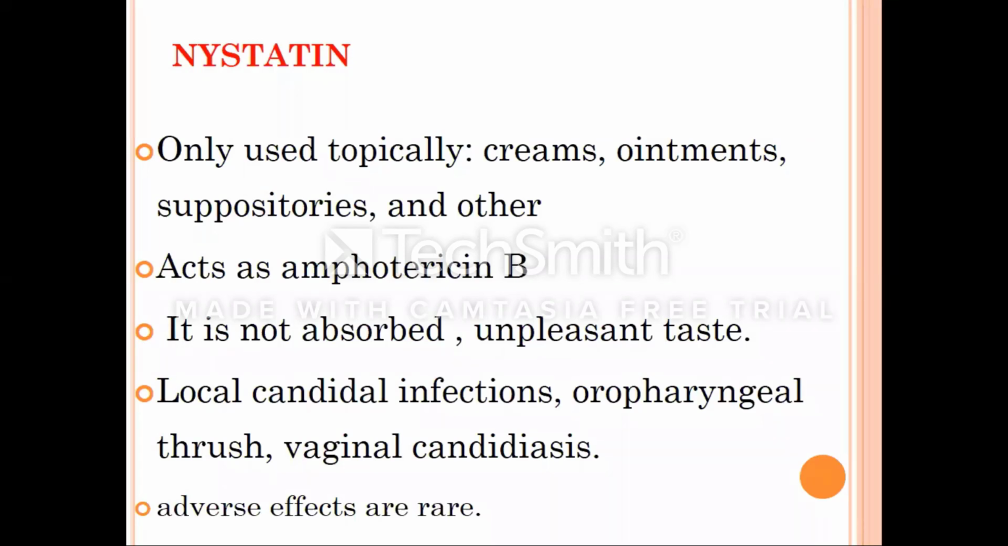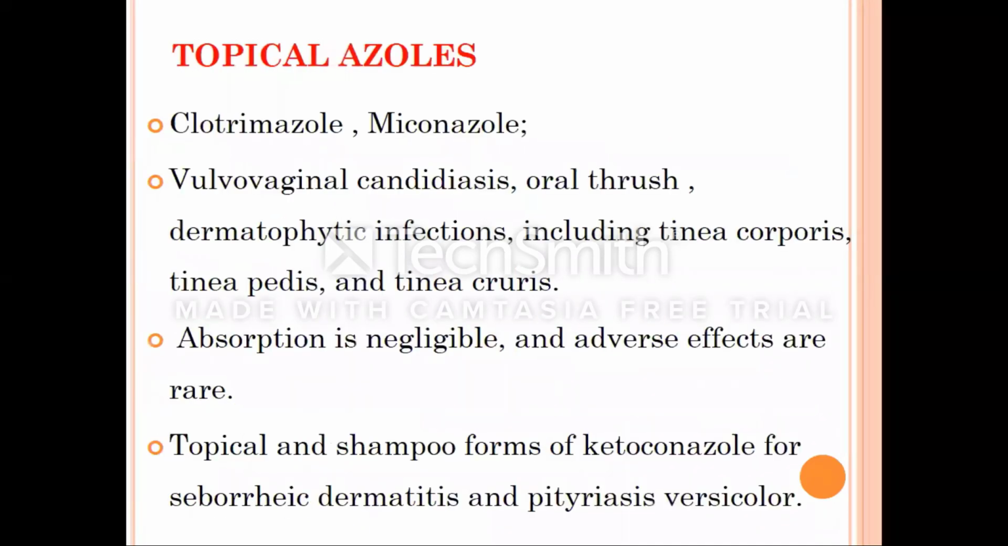They are usually used for local candidal infection, or even to treat oral fungal infection like oropharyngeal thrush, and vaginal infection like vaginal candidiasis, and rarely do they have any adverse effect. Other topical azoles are clotrimazole and miconazole. We have seen ketoconazole, which can be given both orally and systemically, and fluconazole, which is given systemically. Now we are seeing those azoles which are given topically, which include clotrimazole and miconazole.